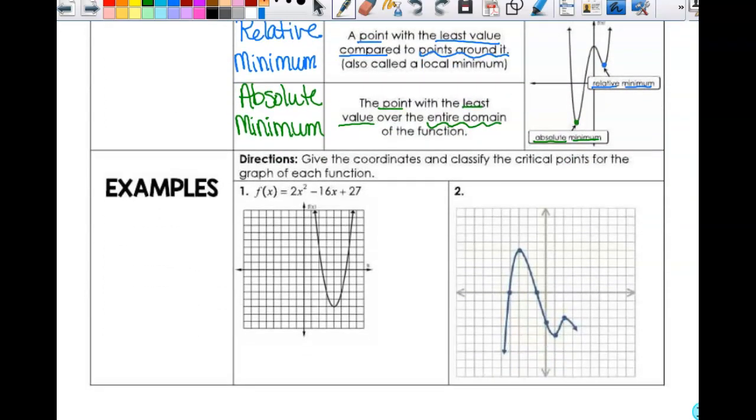Then let's look at some examples. So this says, give the coordinates and classify the critical points for the graph of each function. So there's 5 critical points. There's 4 extrema, relative and absolute maximums and minimums, and then a point of inflection gets you your 5th critical point. So if you look at number 1, how many critical points are there in number 1? 1, just 1. This is it, right? It's not always going to have all of them. Sometimes it'll have none of them.